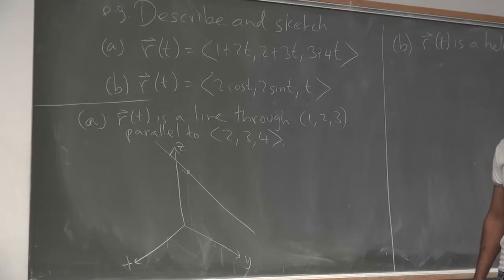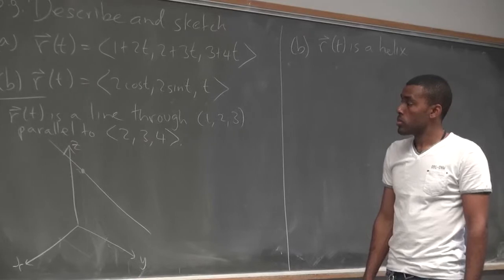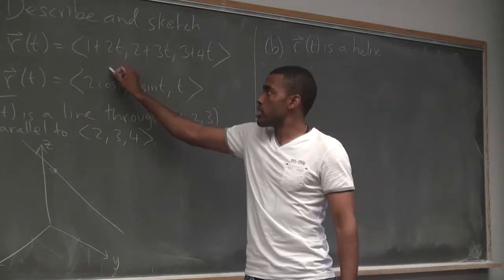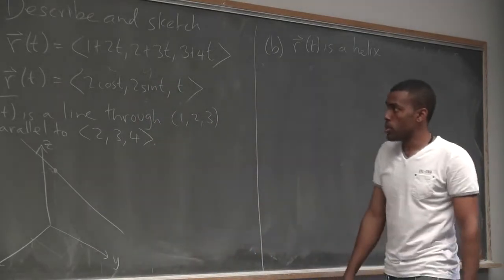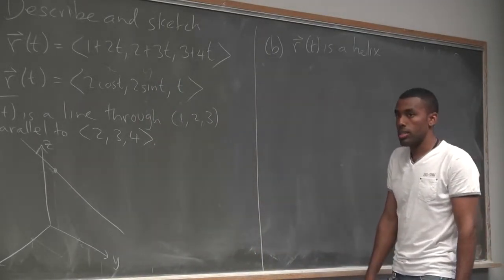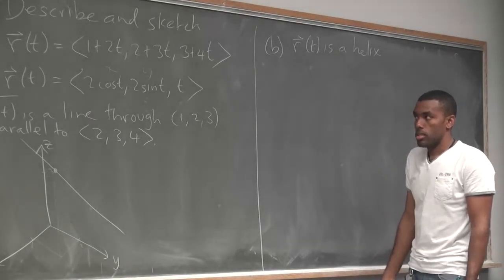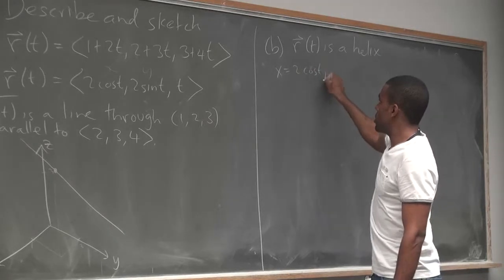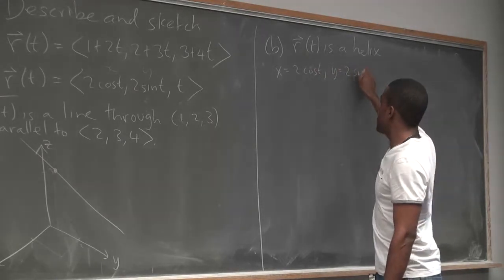Sine function and the cosine function. So what does that mean? So plot the values from 0 to 2 pi. Yeah, so this is x and this is y, right? So what would that look like? If x is 2 cosine t, y is 2 sine t. Yeah, x equals 2 cosine t, y equals 2 sine t.